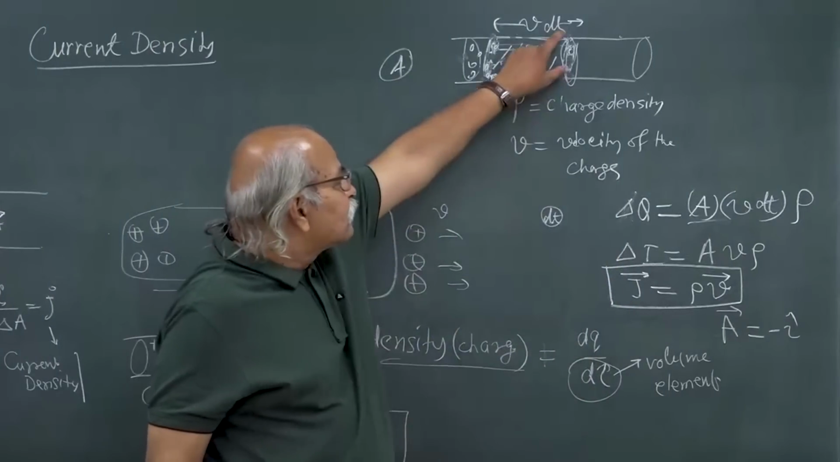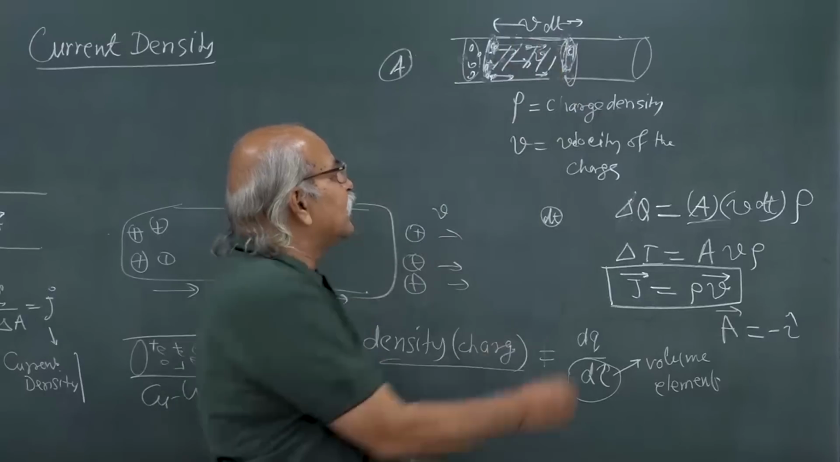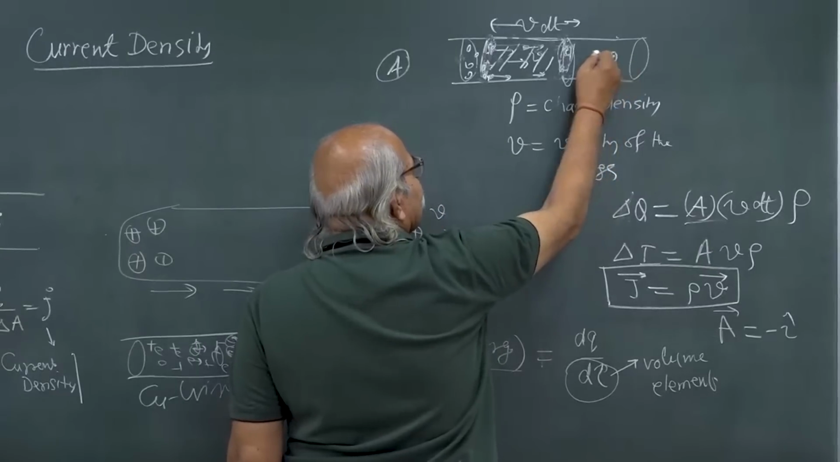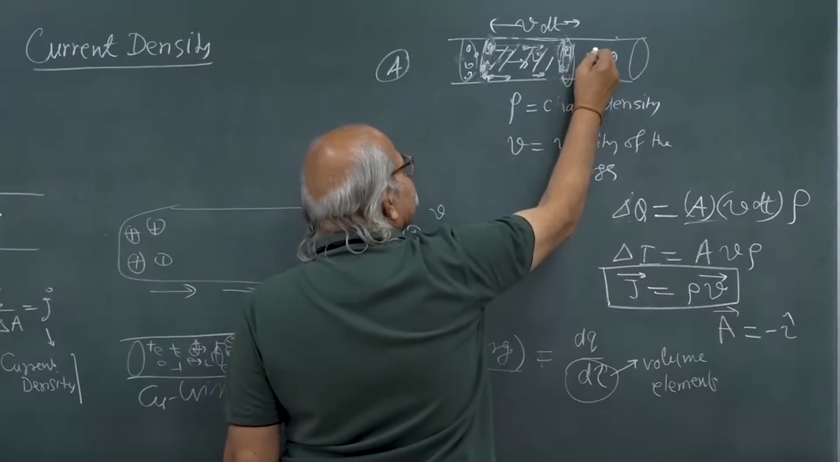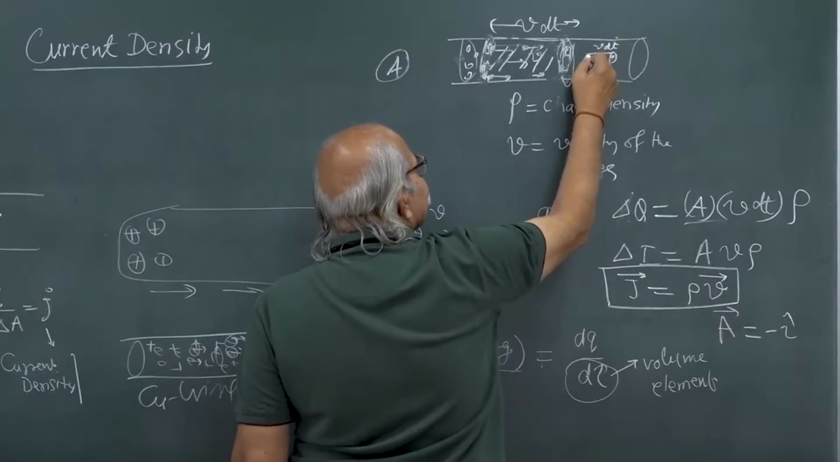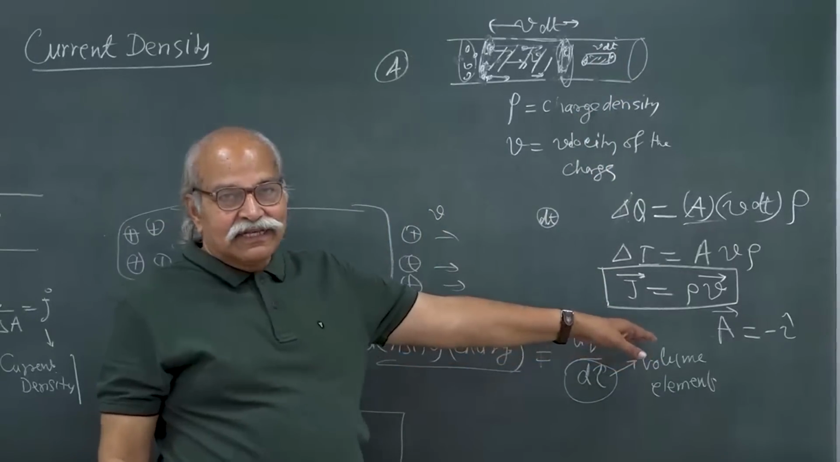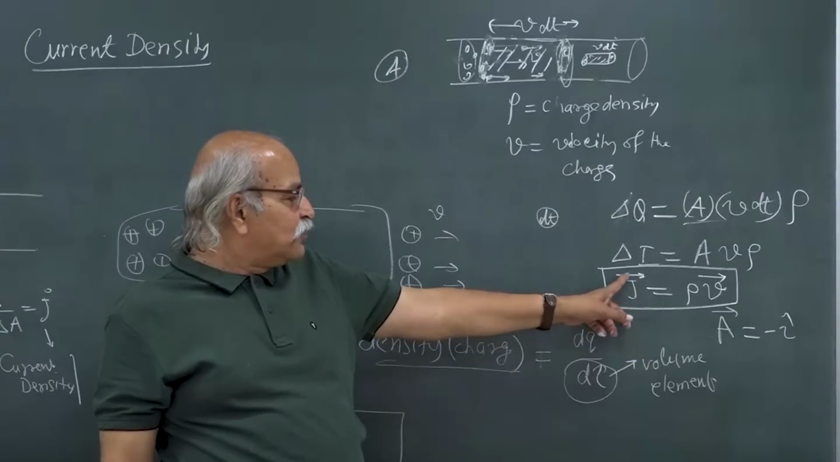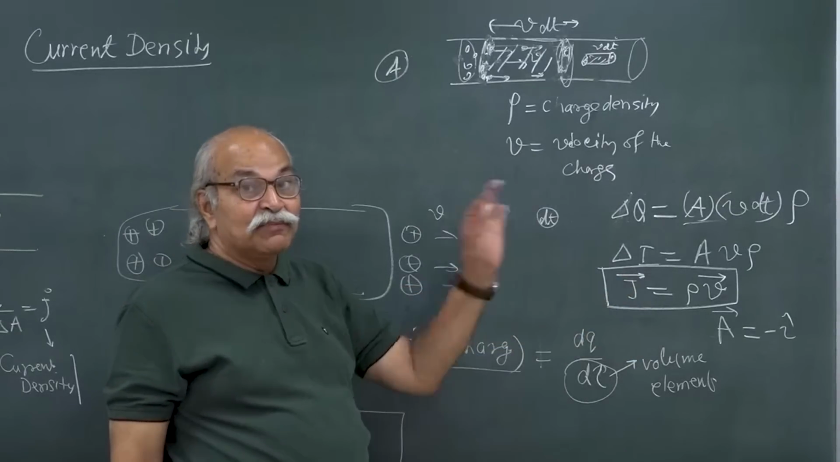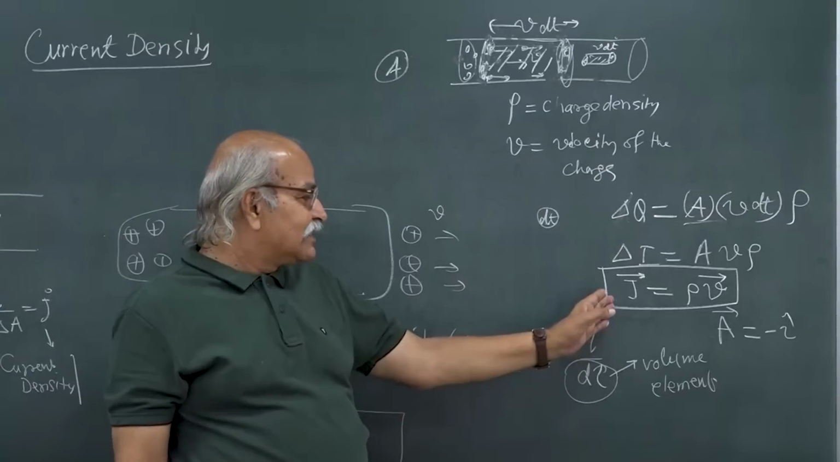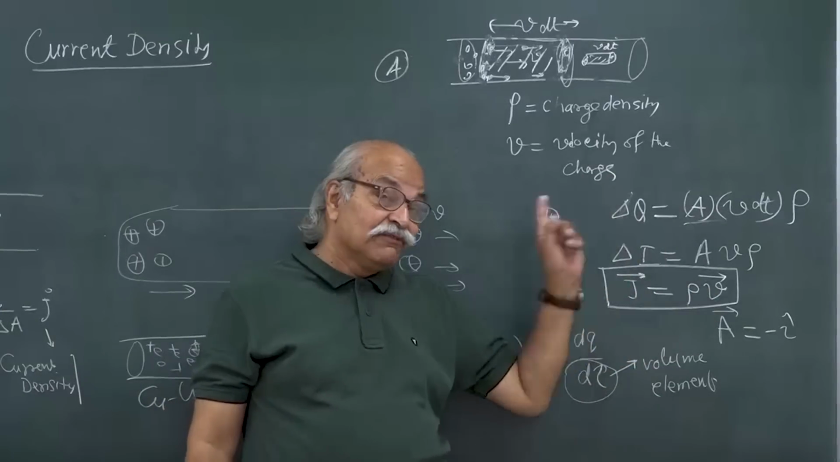I have taken the entire cross section, but the same thing can happen if you take a very small cross section. Then also you can make a cylinder of this length v dt, and the same equation will cover. And therefore, as I said, this is a point by point quantity defined at a point x, y, z. So this is the relation J equal to rho v. We will be using it.